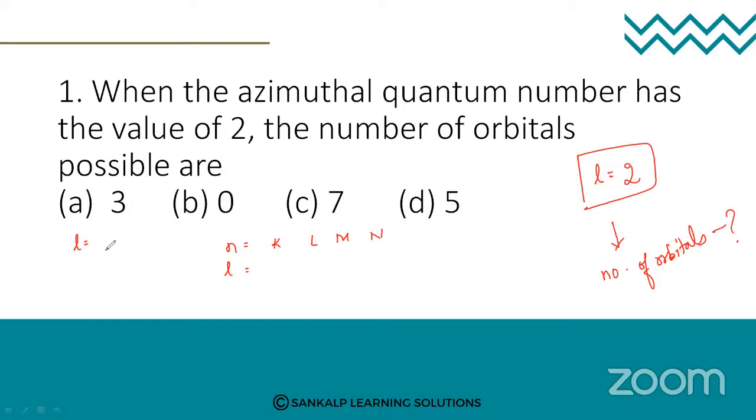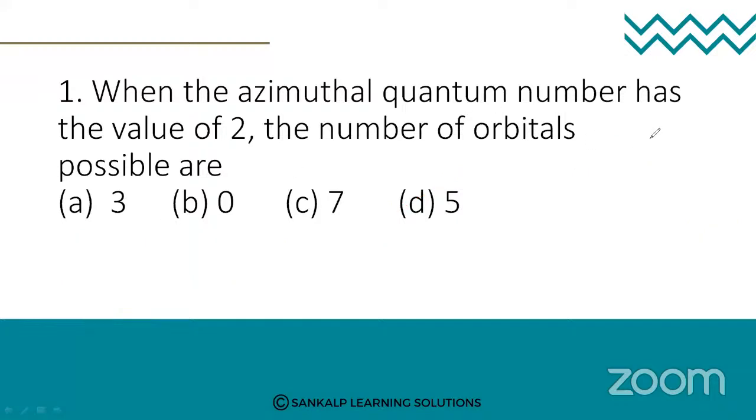So the l value starts from 0. When l equals 0, it is s. When l equals 1, it is p. When l equals 2, it is d. When l equals 3, it is f. So when l equals 2, it is the d orbital. How many d orbitals are present? 5, ma'am. Yes, Hema has answered it correctly. So the answer is D.